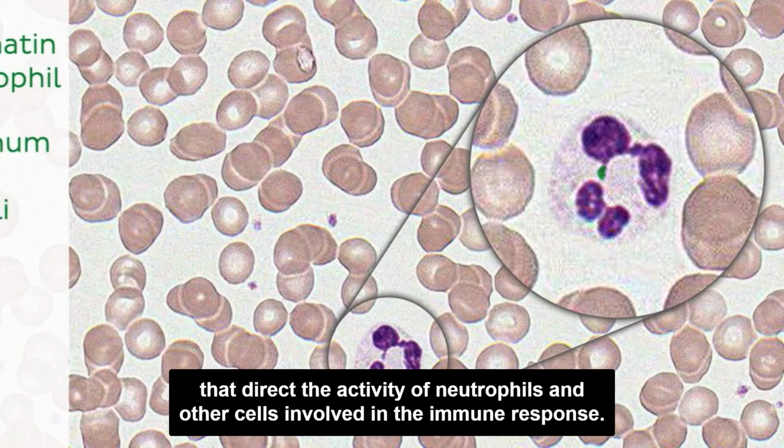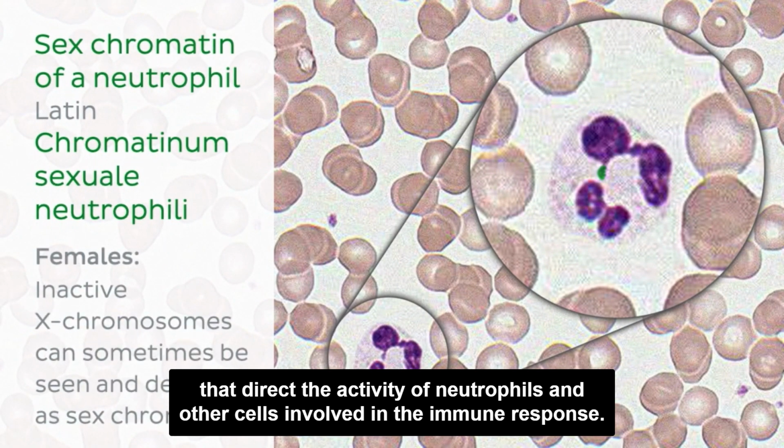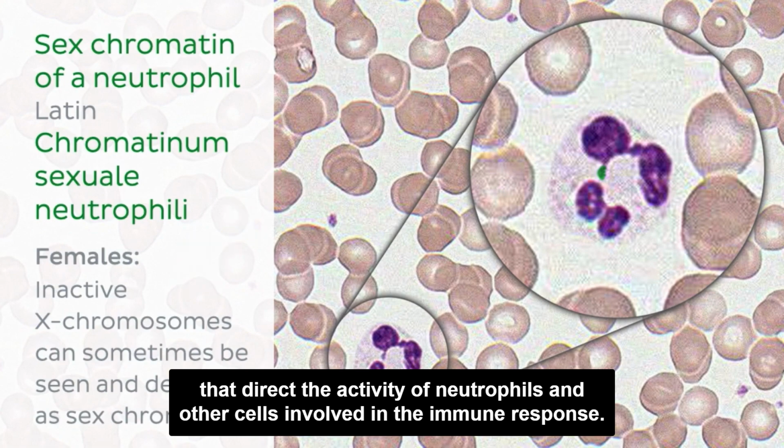In females, inactive X chromosomes can sometimes be seen and described as sex chromatin. In polymorphonuclear leukocytes, such as neutrophils, these sex chromatins appear as drumstick-like appendages, which consist of a small nuclear mass attached to the body of the nucleus by means of a thin filament. They are equivalent to bar bodies, which are found in mucosal cells elsewhere in the body.